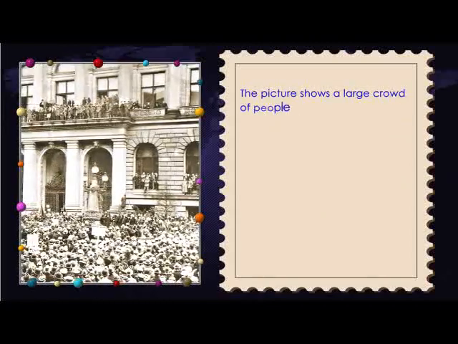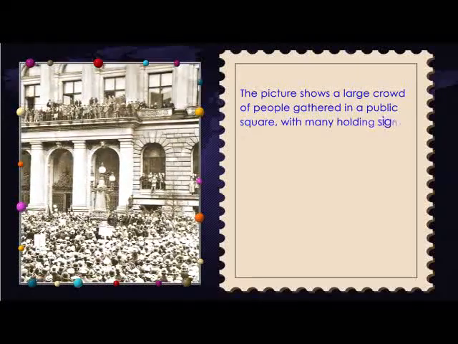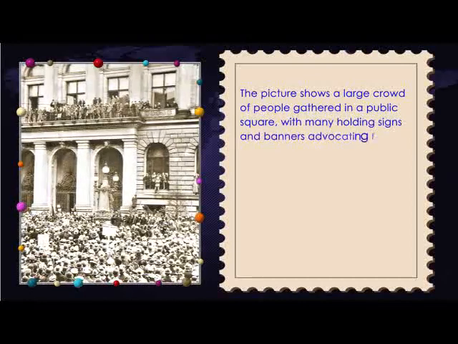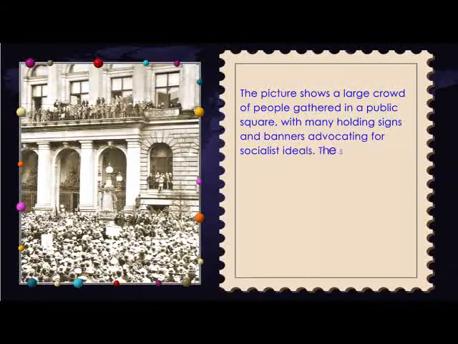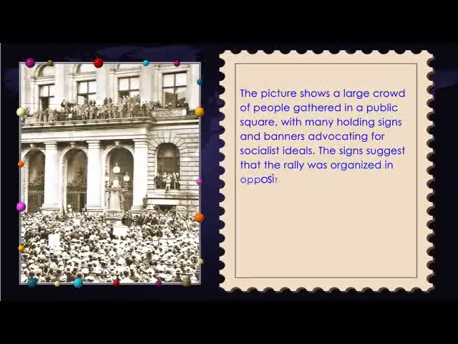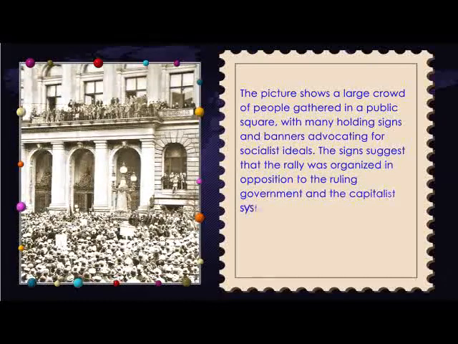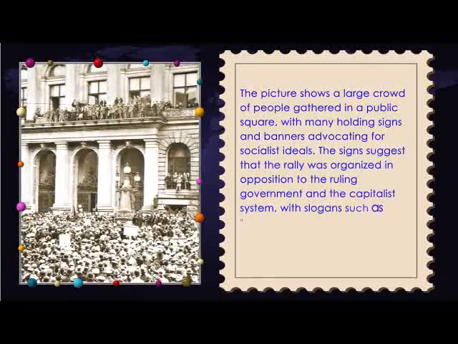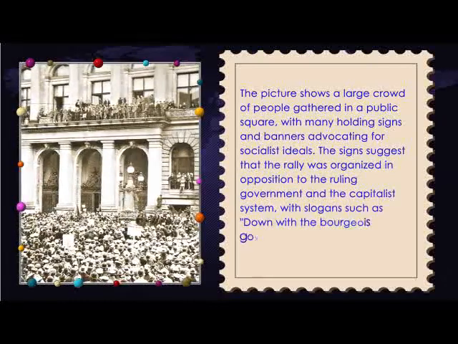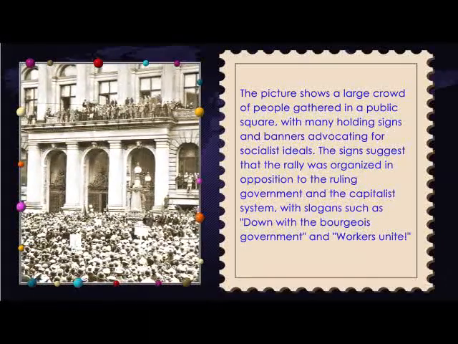The picture shows a large crowd of people gathering in a public square, with many holding signs and banners advocating for socialist ideals. The signs suggest that the rally was organized in opposition to the ruling government and the capitalist system, with slogans such as "Down with the bourgeois government" and "Workers Unite."